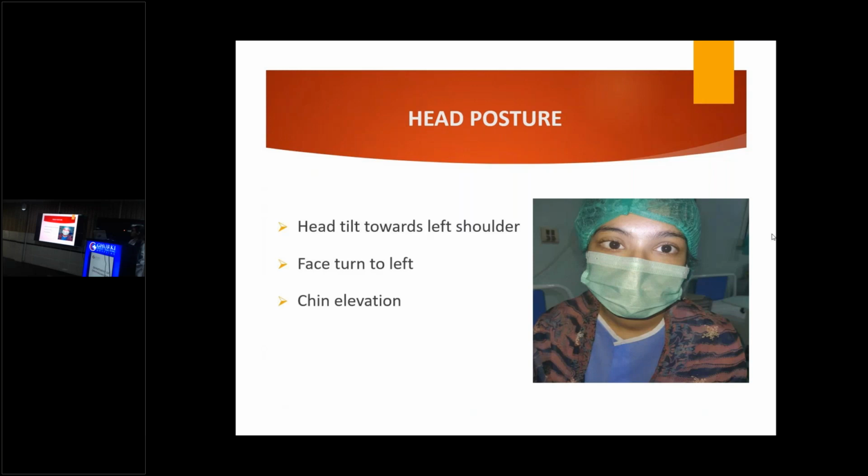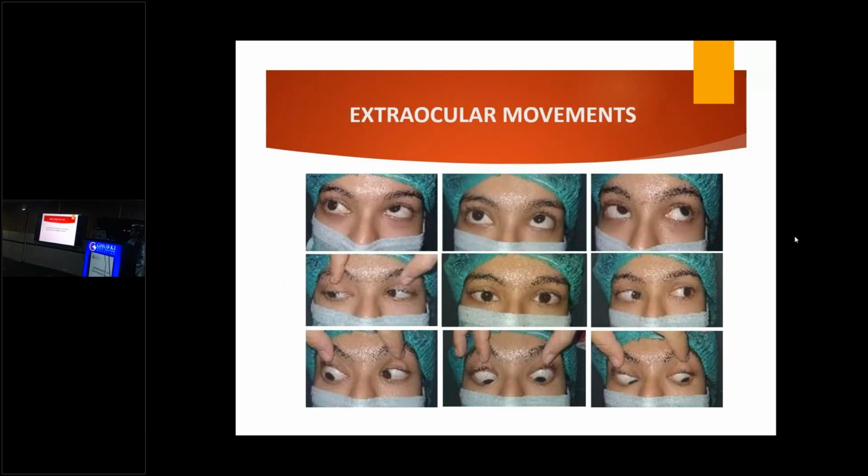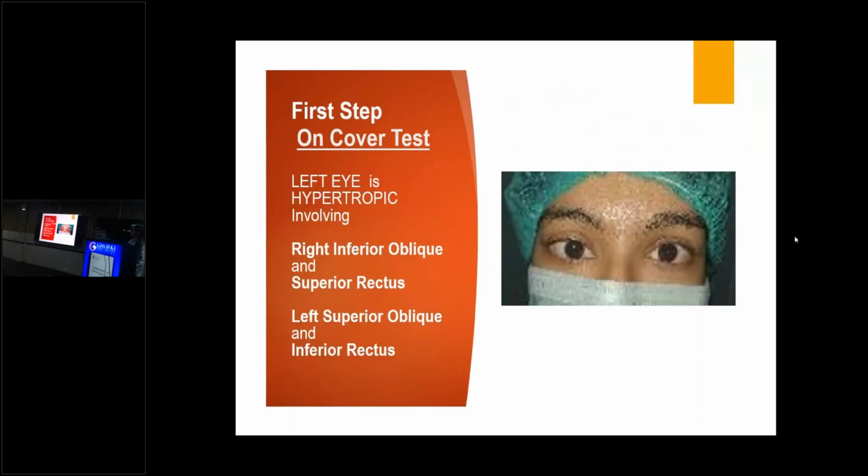This shows the head posture of the patient. Head is tilted towards the left shoulder, with face turn and chin elevation. These are the pictures of extraocular movements of the patient, which show restriction of the right superior rectus muscle. To determine the weak or paralyzed vertical rectus or oblique muscle, Park's three-step test was performed. The first step includes the cover-uncover test, which shows that the left eye is hypertropic, involving right inferior oblique and superior rectus, and left superior oblique and inferior rectus.